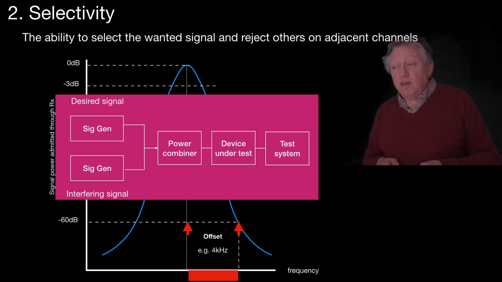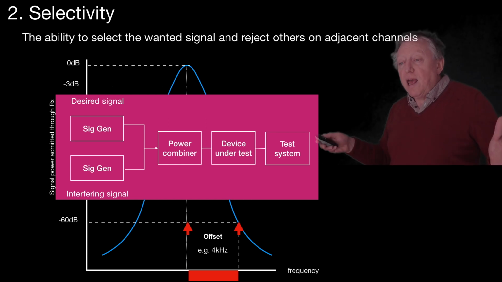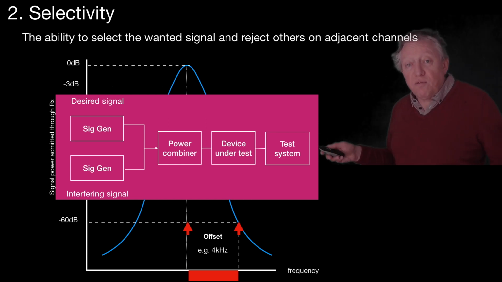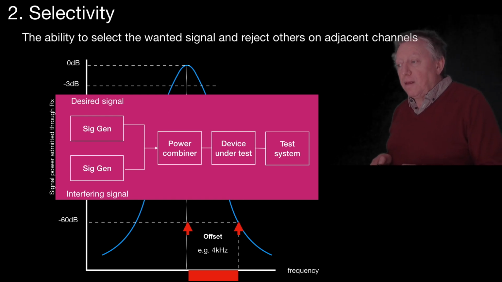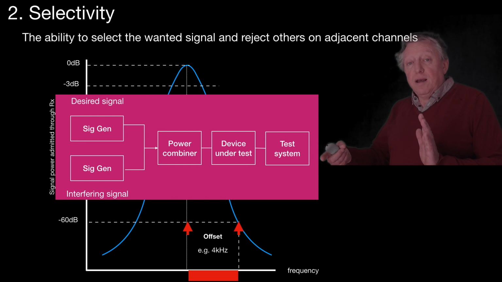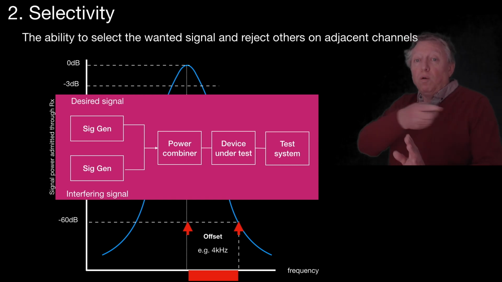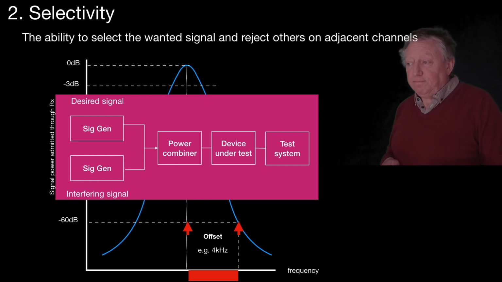And we can adjust the frequency of the interfering signal with respect to the desired signal and see how that looks. In fact, how far do we have to tune away from the center frequency until we get that 60 dB attenuation? So that's selectivity, the ability to select the wanted signal and reject others on adjacent channels. And those adjacent channels will be either above the desired frequency, the center frequency, or below the center frequency.